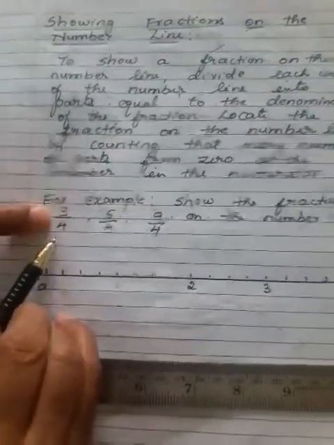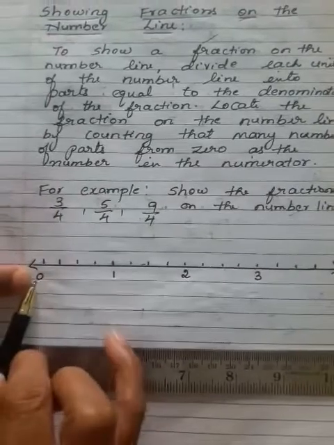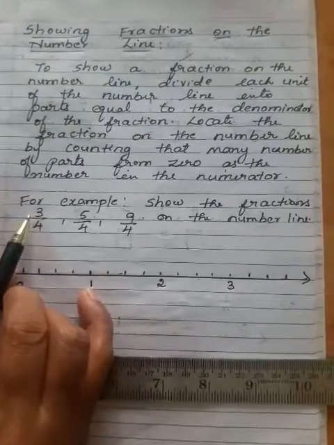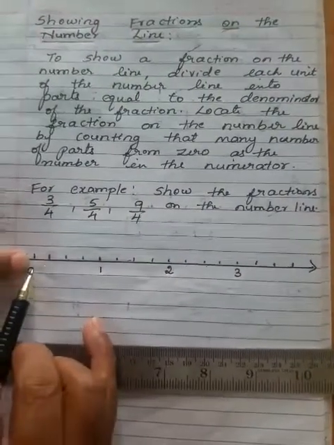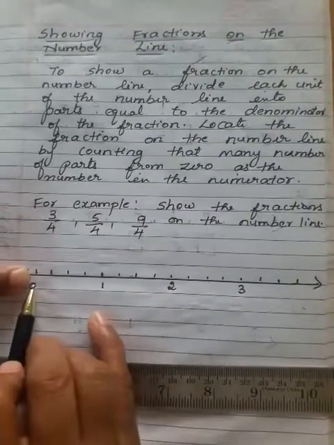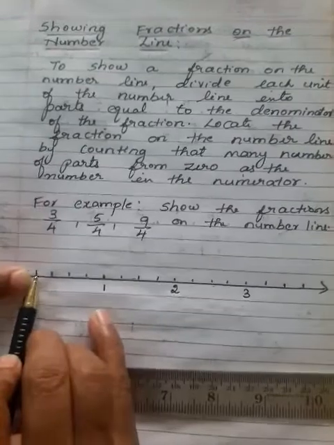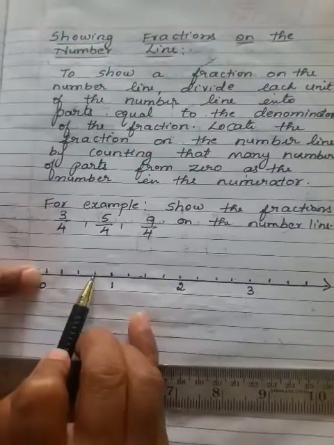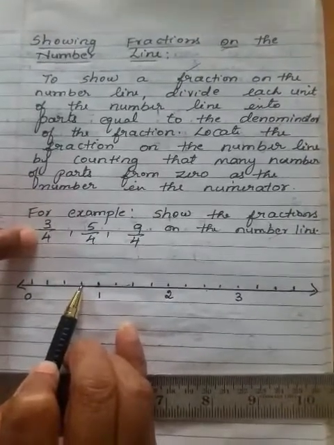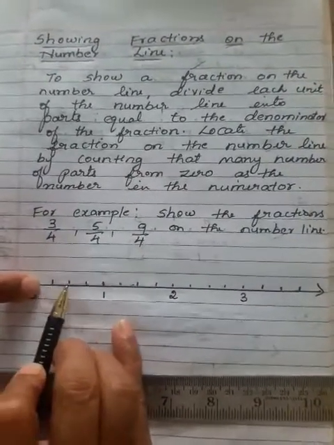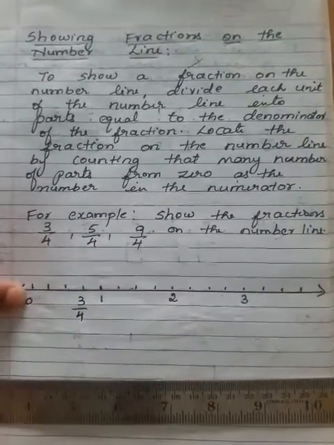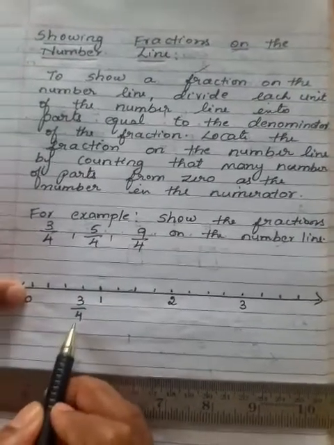So now see first fraction 3 upon 4. Now this is 0. Correct? So this 3 upon 4, see the numerator here. Numerator is 3. The third mark from 0, that means this is the 0, this is the first mark, second mark, third mark. The third mark from 0 shows the fraction 3 upon 4. Correct? This is 0, this is first part, second part, third part. So this is 3 upon 4. Okay? Students, understood? This is 3 upon 4.